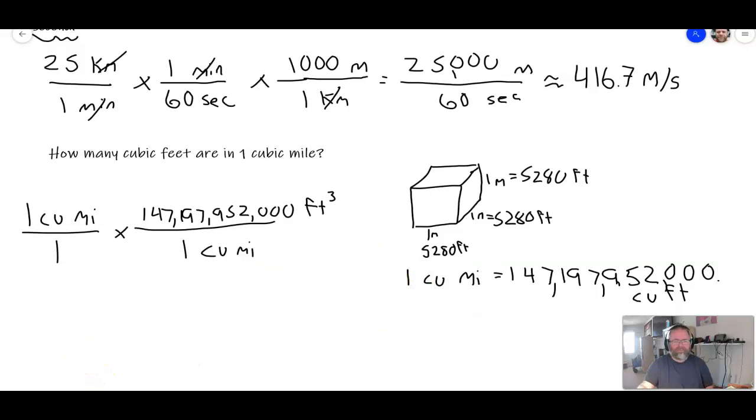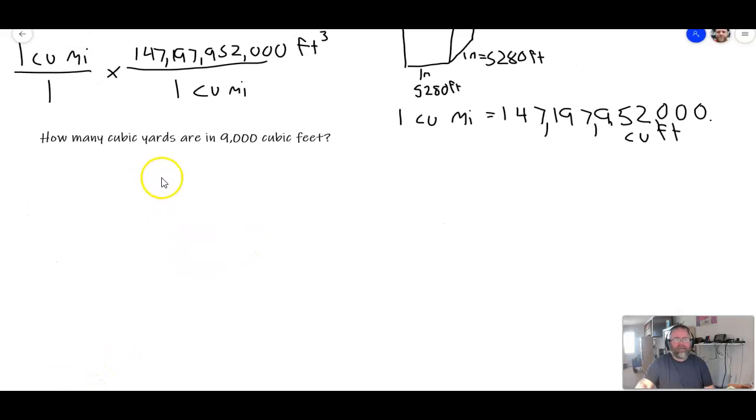All right, I'm going to give you one and go ahead and let you work that out, and then we'll do it together. Okay, this one says, how many cubic yards are in 9,000 cubic feet? So first, draw yourself a cube and see if you can find a unit fraction to convert cubic yards and cubic feet, and then go ahead and try to do this. All right, so pause it now, give it a try, and then when you come back, we'll go over the solution.